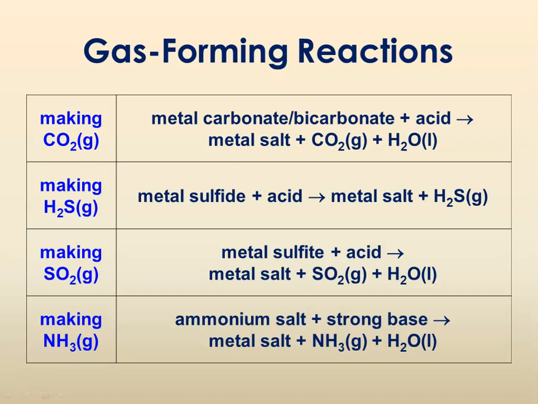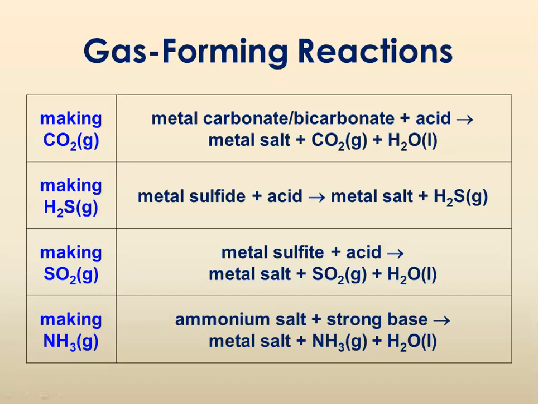All right, so this video is going to focus on acid and base reactions that result in gases being formed. There are four gases that we typically can see form, three between acids and ionic compounds, and one between a base and an ionic compound. They can make CO2, H2S, SO2, and NH3.